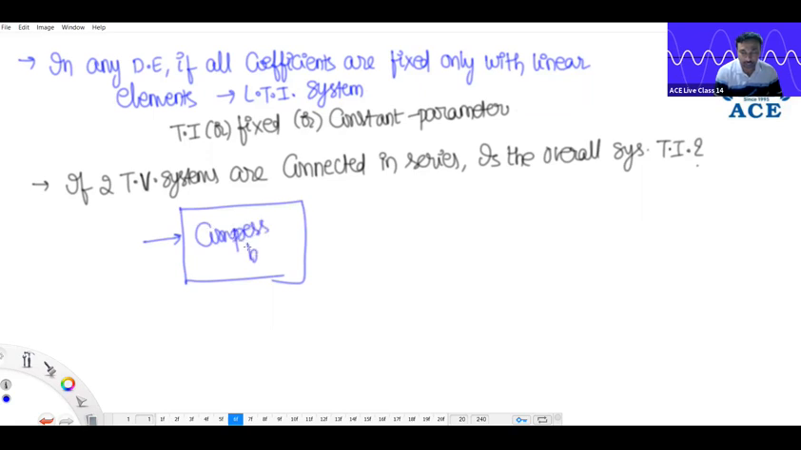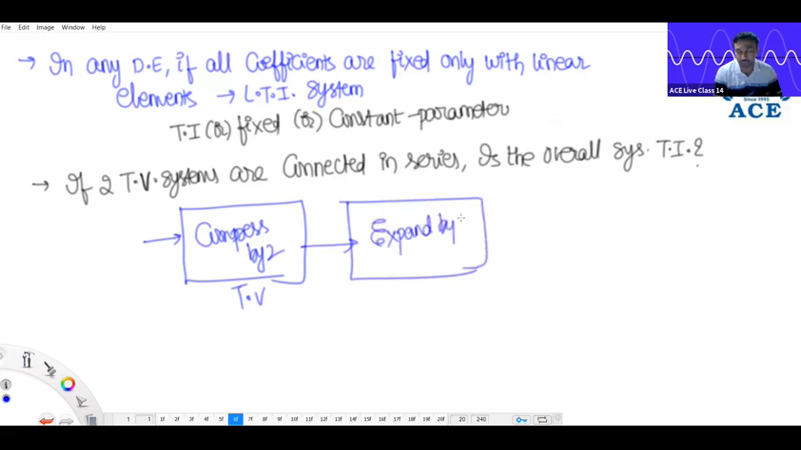Take compress by 2, that is variant, followed by expand by 2, that is also variant. If you give x of t as input, here the output is x of 2t. The final output is x of 2 into t by 2, meaning simply x of t. Maybe invariant.